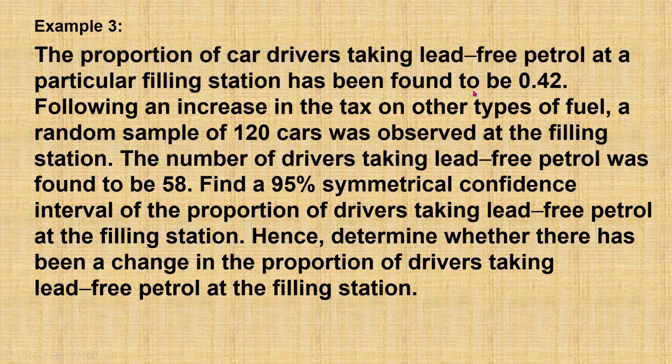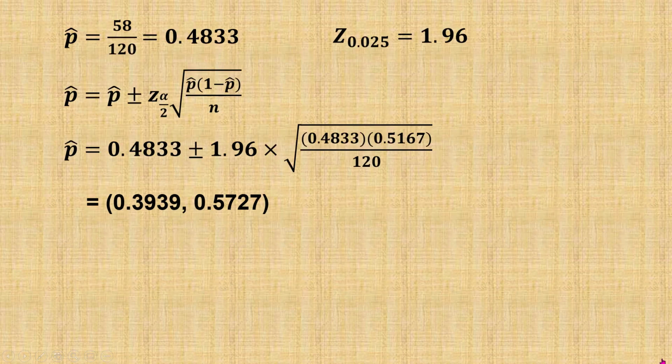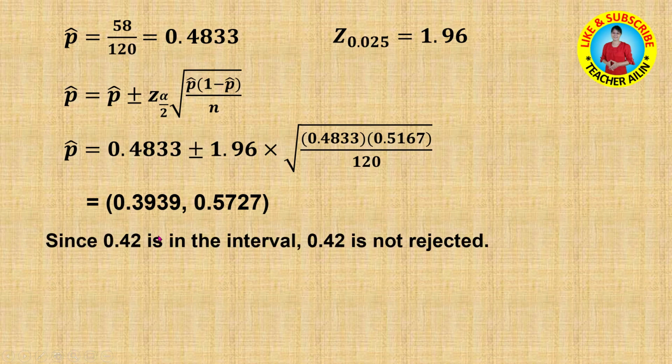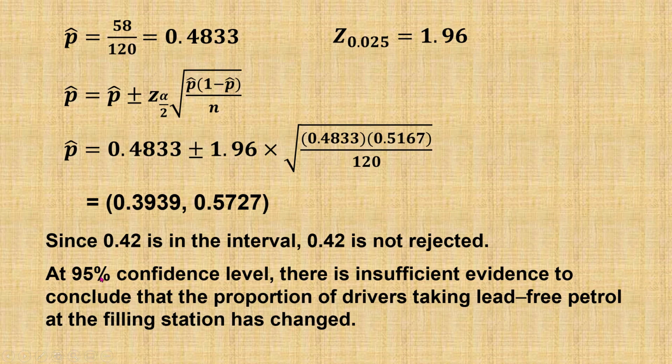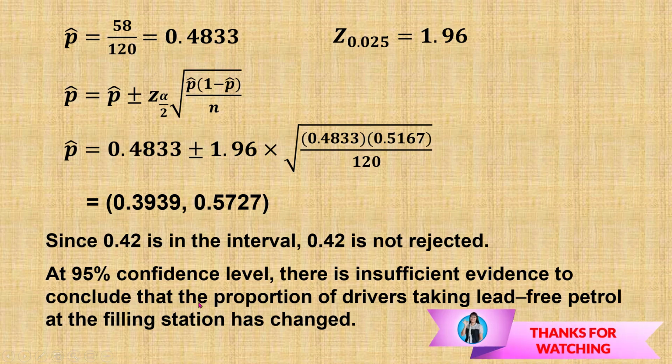We are given that the original proportion is 0.42. When we look at the interval, we find that 0.42 is in the interval. So therefore, 0.42 is not rejected. So the conclusion: at the 95% confidence level, there is insufficient evidence to conclude that the proportion of drivers taking lead-free petrol at the filling station has changed.